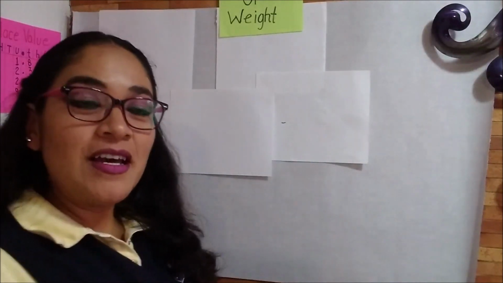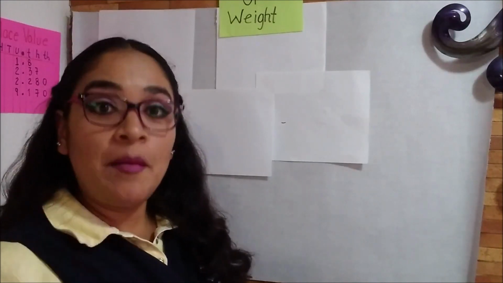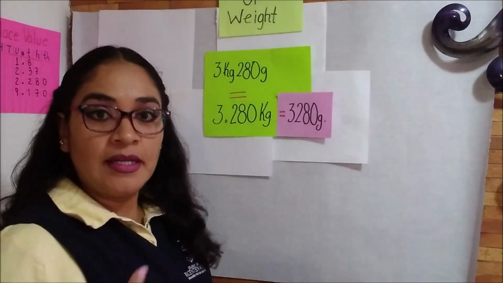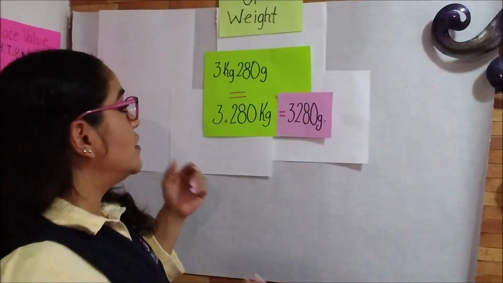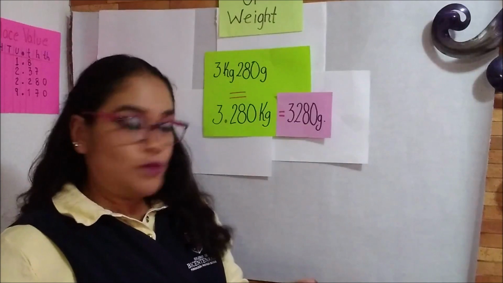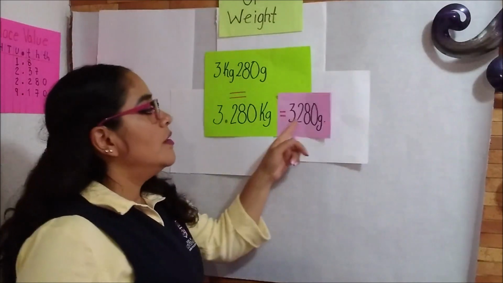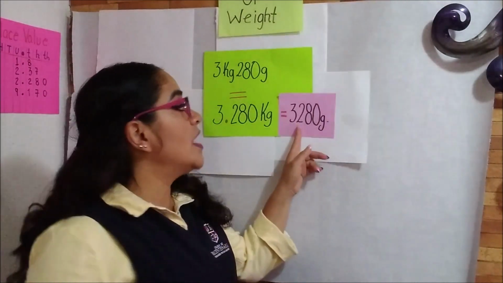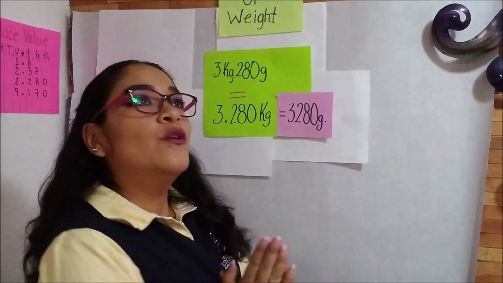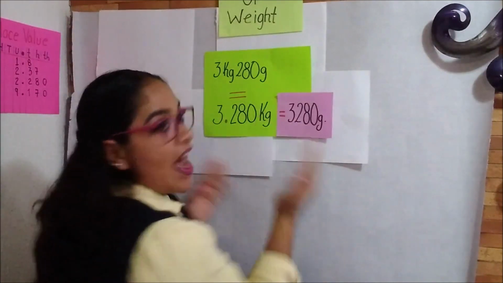Well, but first, we also need to review 3 ways that we have to represent the same amount. For example, here we have 3 ways that we can say that something weighs 3 kilograms with 280 grams. It's going to be the same if I say 3.280 kilograms. Or if I convert it to grams, I'm going to get 3,280 grams. Okay? This is so that we don't get confused when we are adding or subtracting.